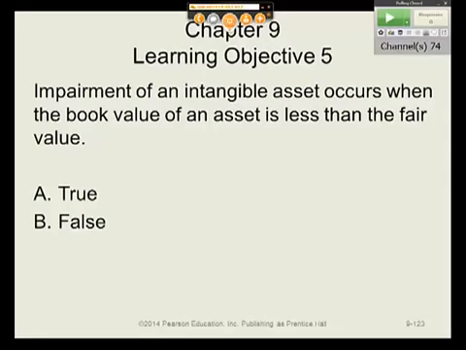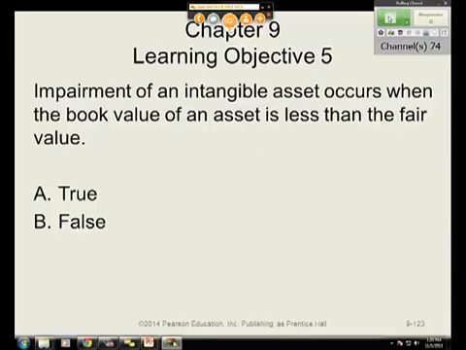Okay, so again, I want to know if an impairment of intangible asset occurs when the book value of the asset is less than its fair value. And then after we do this question, we'll start thinking about reviewing a little bit on the intangibles, and then we'll move ahead. Read this one carefully because it's going to see if you understand the cost principle, this cost concept.